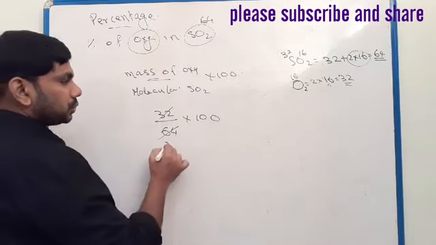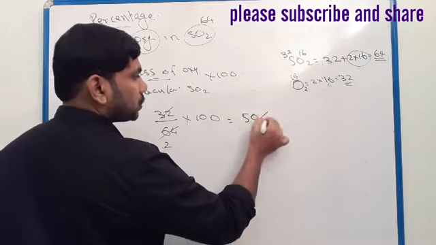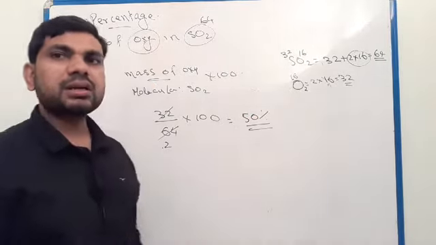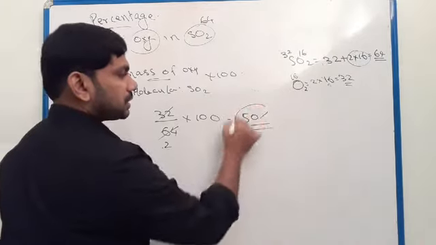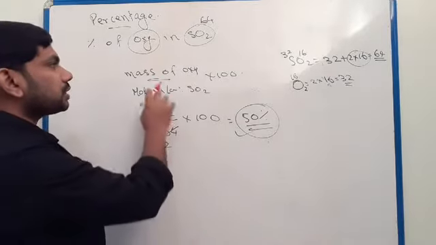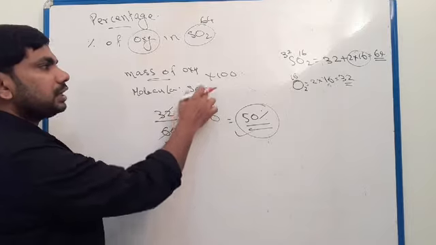Okay, so 100 divided by 2, answer will be 50. So 50 percentage. So what is the mass of oxygen in sulfur dioxide? 50 percentage. So answer is 50 percentage. Okay, so this is the equation, mass of oxygen divided by mass of sulfur dioxide into 100.